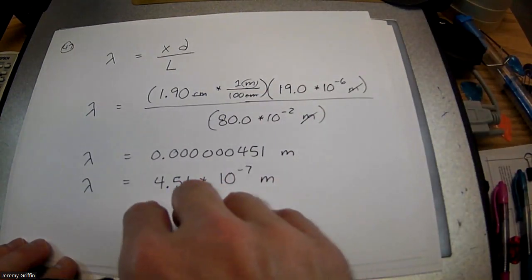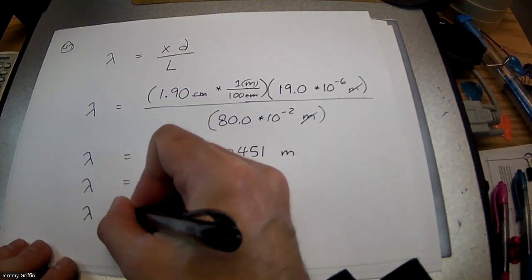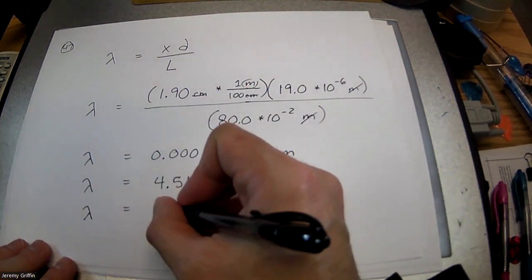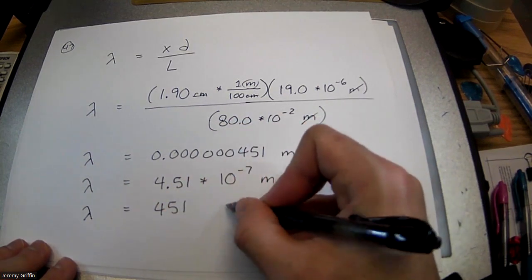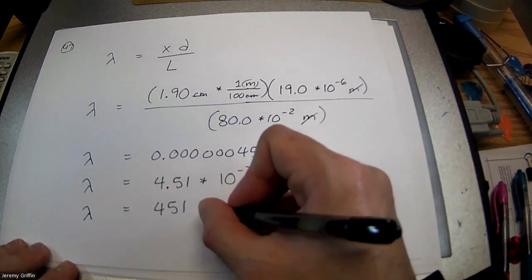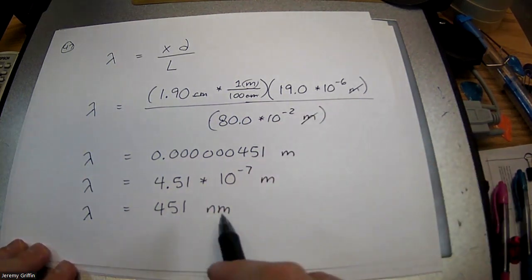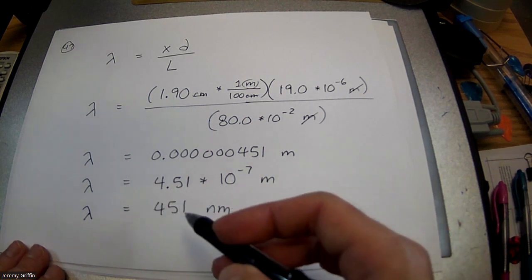Or actually, there's a way I like even better than scientific notation for this wavelength. You could also call this 451 what? With a prefix. It's not millimeter, it's not micrometer, it's nanometer. Yes, nanometer, because nano is 10 to the minus 9. So 451 it is.